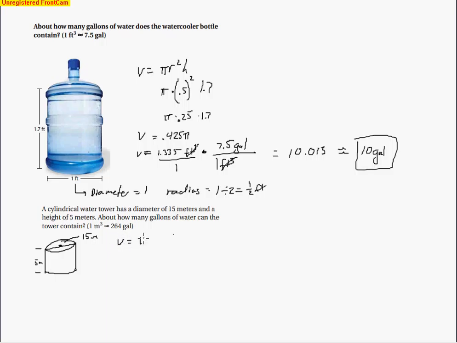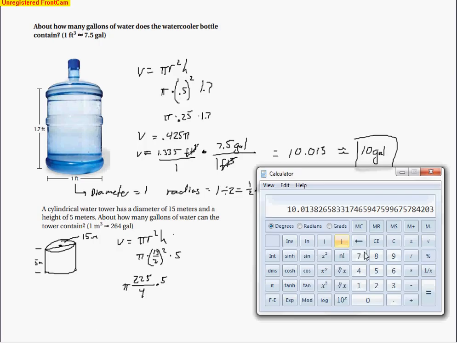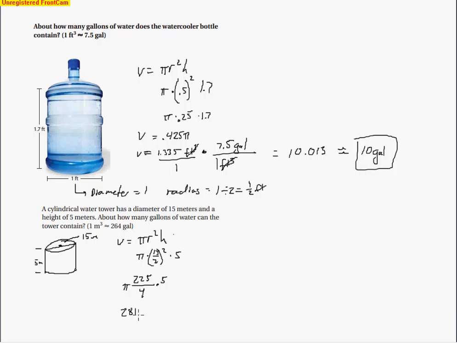So we've got pi r squared h. So pi times the radius. Now again, this is the diameter, so we have to do 15 divided by 2 squared times 5. So 15 squared is 225. 2 squared is 4 times 5. And then this is all multiplied by pi. So we'll do 225 divided by 4, and then times 5. That gives me 281.25 pi. So this is the exact answer.